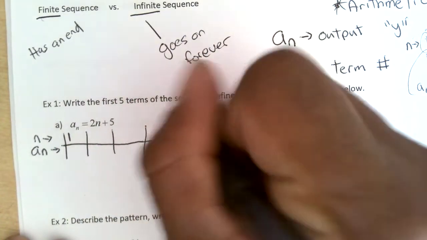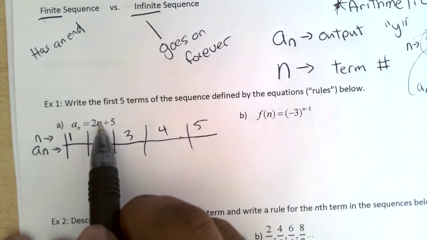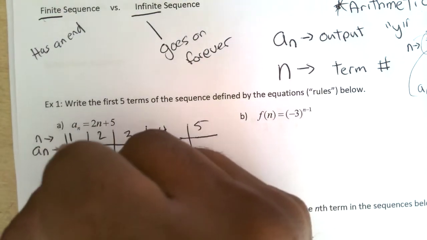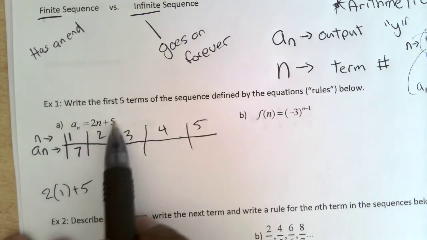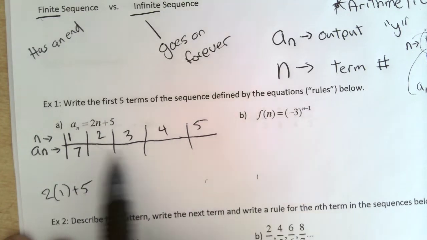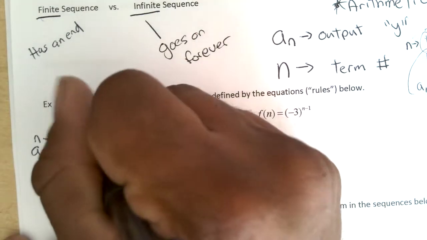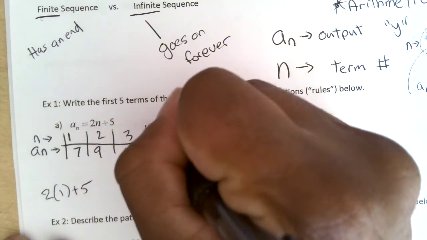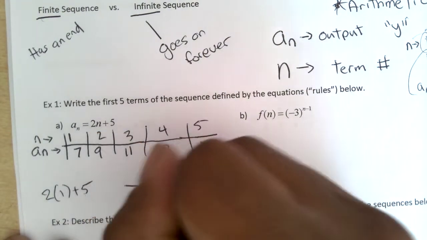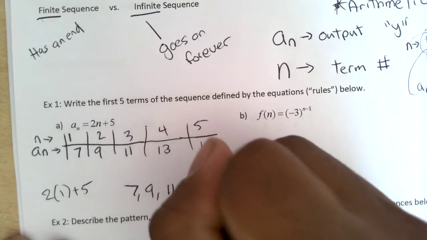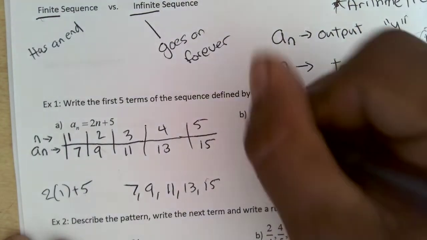Now, if you know the pattern, it makes it really easy. 1, 2, 3, 4, 5. What happens when I plug in 1 here? Well, I'd get 2 times 1 plus 5, so that's 7. Now, if I recognize the type of equation, I don't have to plug in every number. In this case, this is a linear function with a slope of 2. It's going to add 2 every single time, so I'm going to go ahead and just do that. Now, I wrote it as a table. If we want to write it a little more like a sequence is generally written, we'll write it like that, and there's our first 5 terms.